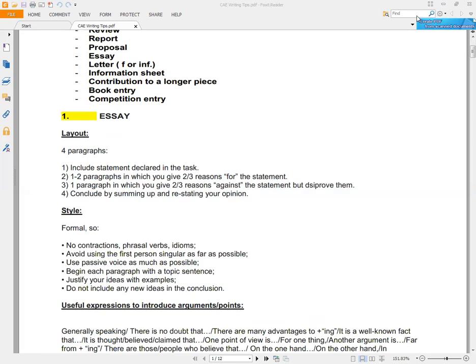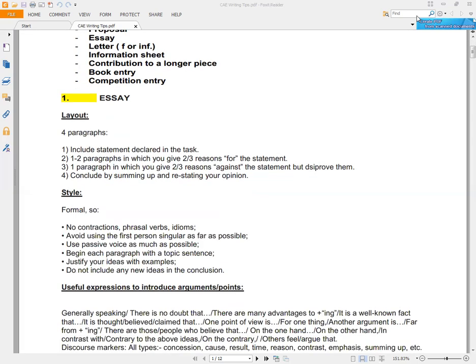And you must understand the layout of the essay and the layout of a paragraph and so on. And we will differentiate between formal and informal letters. So let's get started by the layout of an essay.